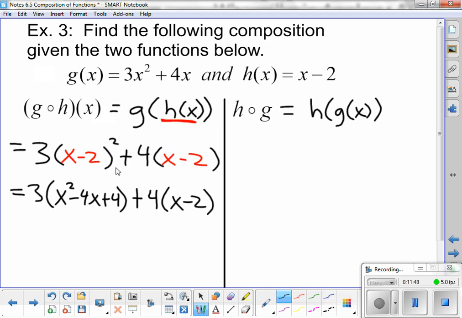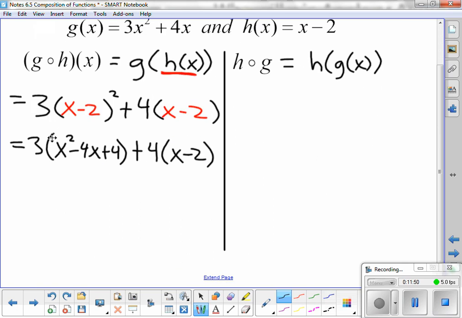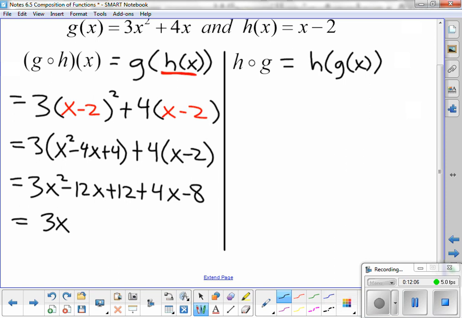Okay, so all I did is I squared that binomial. Now let's go ahead and distribute the 3 and the 4. So it's going to be a 3x squared minus 12x plus 12 plus 4x minus 8. Now it's just a matter of combining like terms. 3x squared, so I'm going to cross them off as I'm combining them. 12x negative, 4x positive, and negative 8x. So those ones are accounted for, plus 4. Okay.